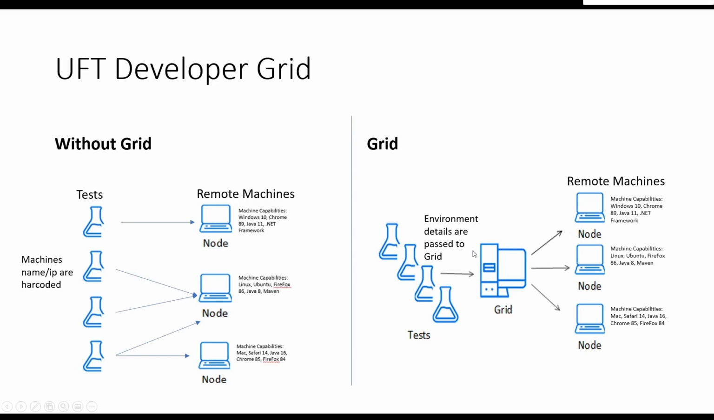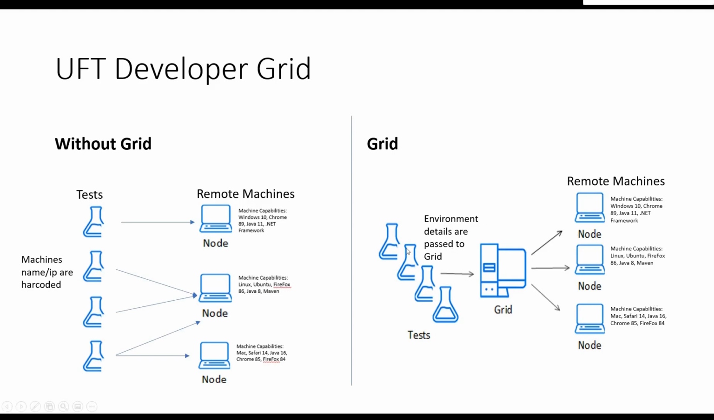Let's take a quick example. In this case, you have three nodes. Node 1 has Windows 10, Chrome 89, Java 11, and .NET Framework. In the second node, you can see it's Linux, Ubuntu, Firefox with Java 8 and Maven. And the third machine is a Mac machine with Safari 14, Java 16, Chrome 85, and a Firefox browser. So you can see there are three browsers here. This tells you that each of the nodes has a different combination of machine capabilities.